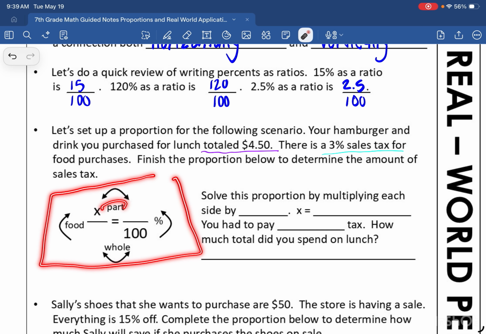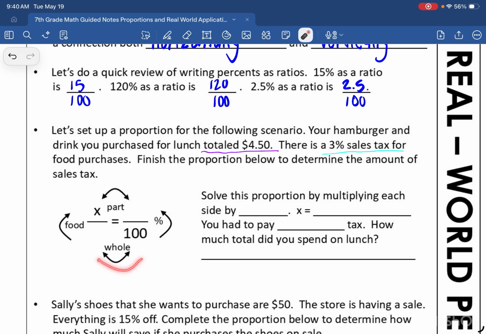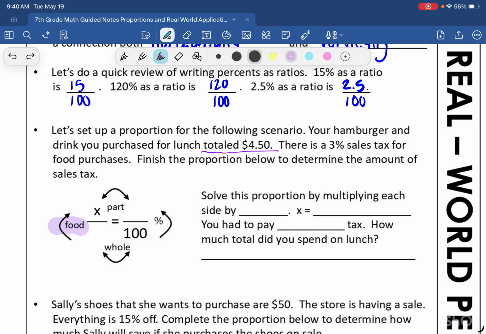I have my parts on the numerator, my wholes on the denominator, my food on the left, my percents on the right. So my whole food is going to cost me $4.50, and that is coming from right here. Now my part percent, which it tells me right here, 3%, is coming from right there. So that's going to be 3 in my numerator here on the right.